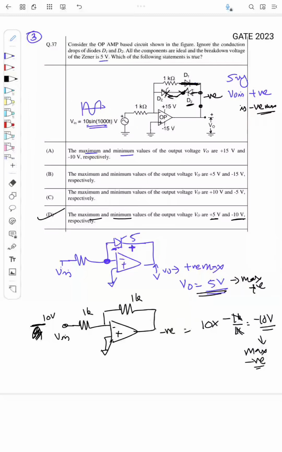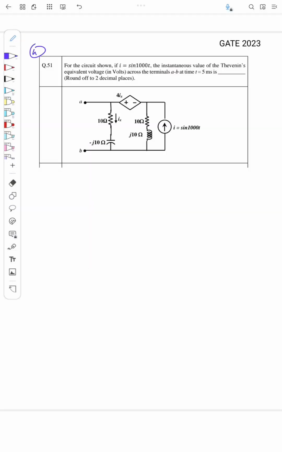So the answer is D. So this is a question from GATE 2023. The question is, for the circuit shown, if I equals sine 1000t, the instantaneous value of the Thevenin's equivalent voltage across the terminals AB at t equal to 5 millisecond is. So I need to find the Thevenin equivalent voltage across AB at t equal to 5 millisecond, right?